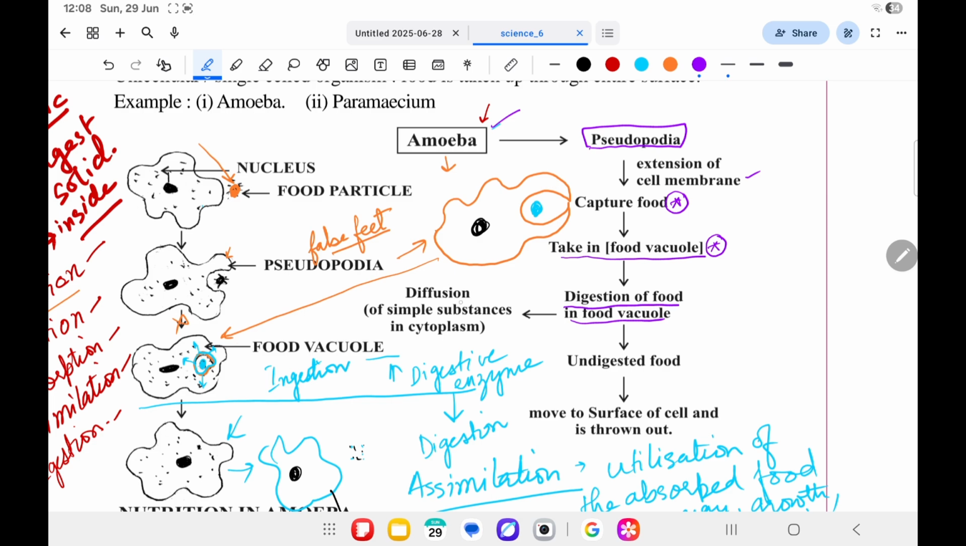Then the diffusion. What happens in the diffusion? It is the absorption process. In this absorption process, what happens? The soluble food substances move out to the cytoplasm from the vacuole and are then assimilated. But what happens to the undigested food? The undigested food moves to the surface of the cell and is thrown out of the body.